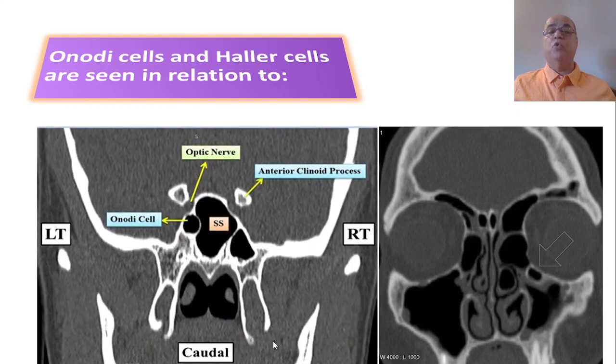If we go some more cuts posteriorly, so we have gone posteriorly, and here you can see that this is the sphenoid sinus. Okay, and on the side of that you can see this is what we call as Onodi cell, and just posterior to the Onodi cell is the optic nerve. So in close relation with the optic nerve, this posterior ethmoidal air cell, which we call as Onodi cell.